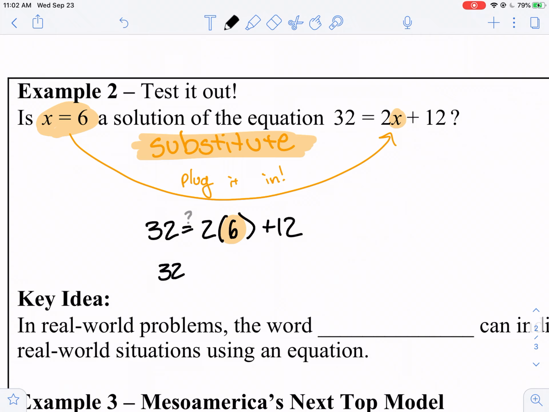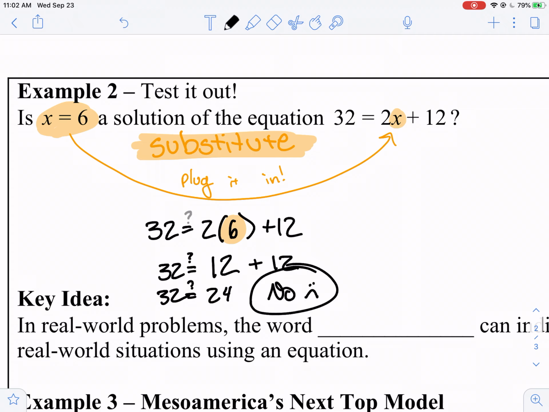So is it true that 32 is equal to, well, 2 times 6 is 12, plus 12, which is 24? Is 32 equal to 24? No, that is not true. So it's not, ooh, gross. So it is not a solution to the equation. Oh well, I'm sure someone still cares about it.